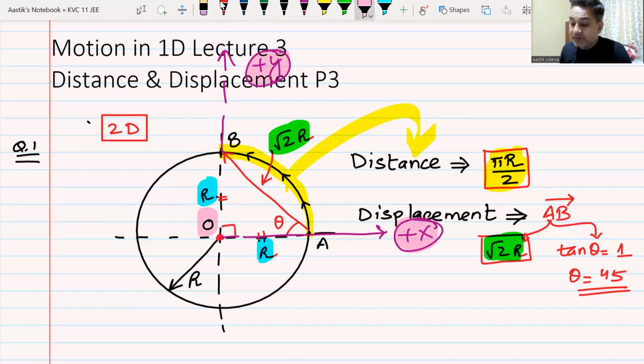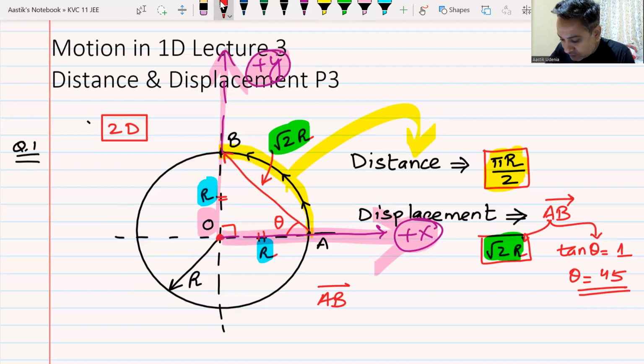This is my origin. I would be very happy if anyone can tell me the same displacement in terms of i and j. i cap plus rj cap. Remember, beta, this is my y-axis and this is my x-axis. I would be very happy if you can tell me this displacement in terms of i and j. Yes, beta, what is your answer? Tell me.